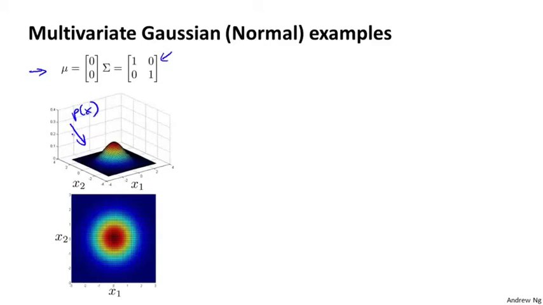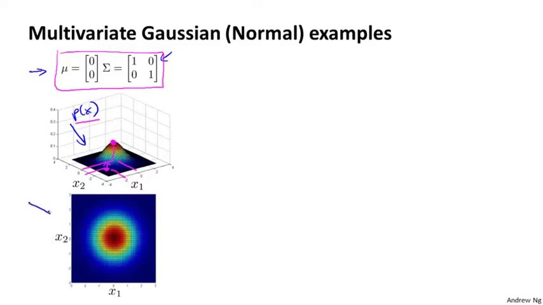What this figure is showing is that for a specific value of x1 and a specific value of x2, the height of this surface gives the value of P of x. And so with this setting of the parameters, P of x is highest when x1 and x2 equal 0. That's the peak of this Gaussian distribution. And the probability falls off with this two-dimensional bell-shaped surface.